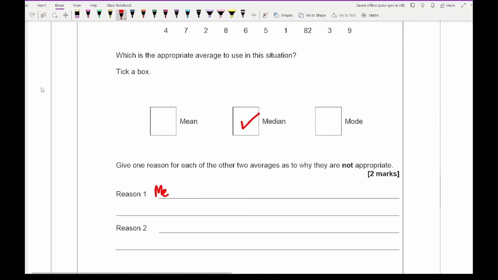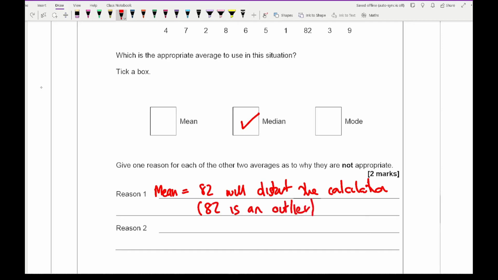Well, for the mean, the fact that we've got an extremely high number, so for the mean, 82 will distort the calculation. And basically 82 is an outlier. So something along those lines would be absolutely fine.